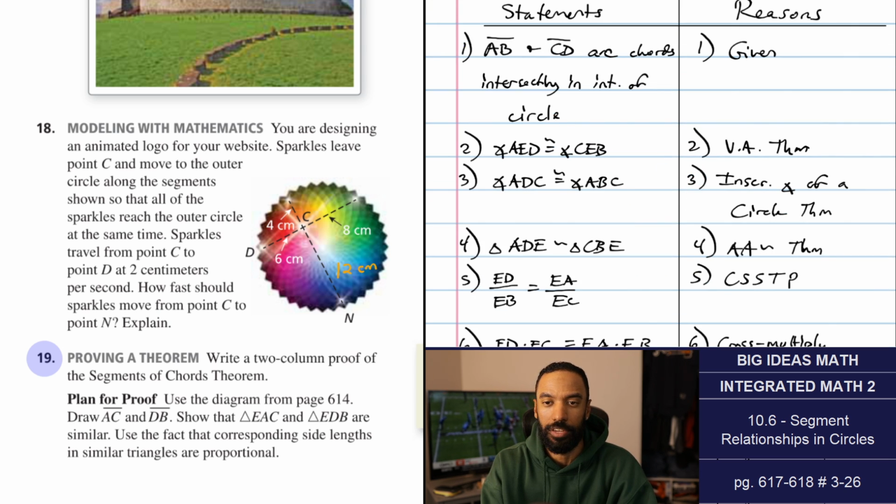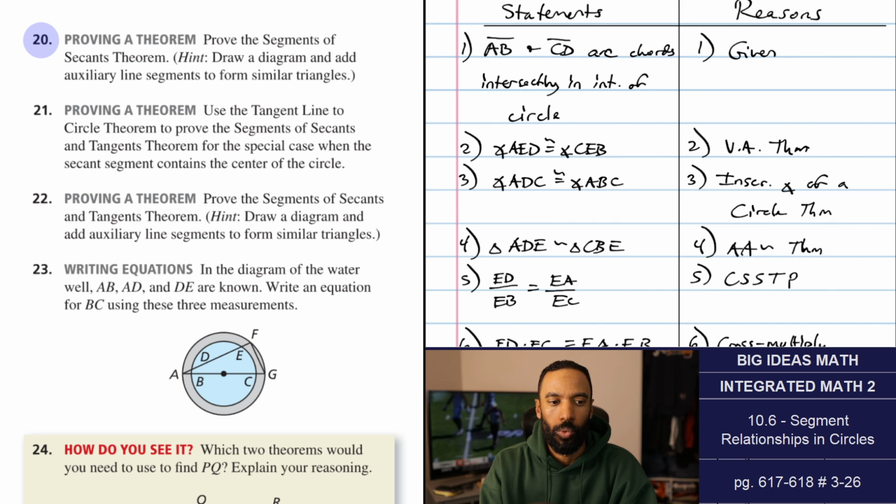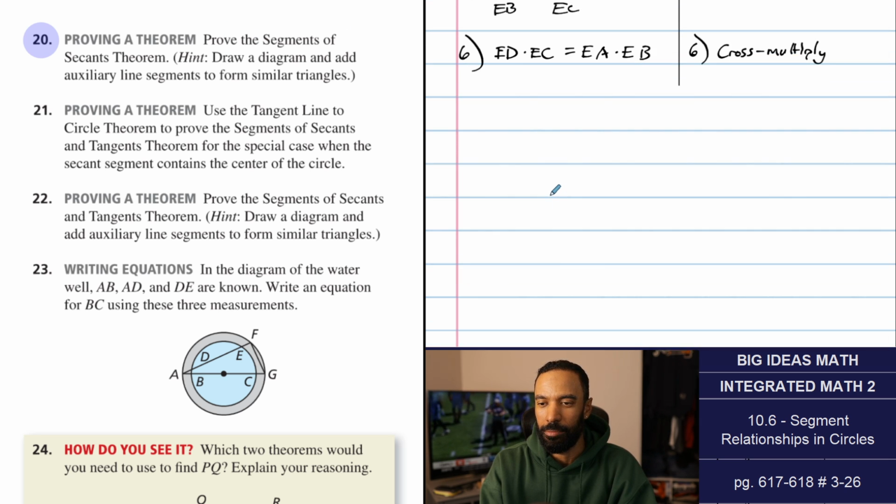It's all angle stuff. So that is number, how long have I gone? 41 minutes? I want to beat the hour. That's number 19. We still have 7 more problems to do. Number 20, oh, we have 3 more proofs to do. I don't know if I can beat the hour.